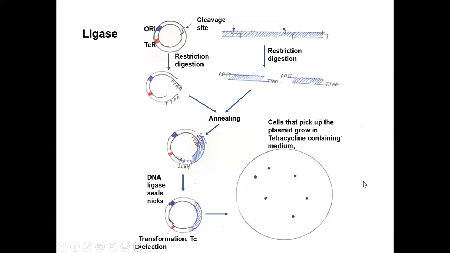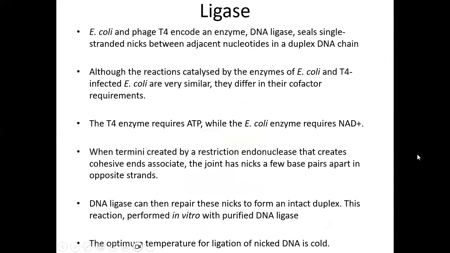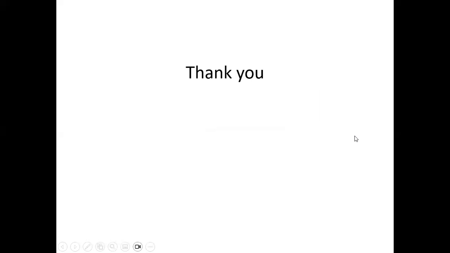Two different types of DNA ligases are commonly in use, the E. coli DNA ligase and the T4 DNA ligase. T4 is a bacteriophage. Some of the properties of these two enzymes are mentioned here for your reference. Also, the ligation reaction is carried out in cold conditions, generally about 4 to 8 degrees Celsius is the temperature used for a ligation reaction. So that's it about restriction enzymes and the enzyme DNA ligase.